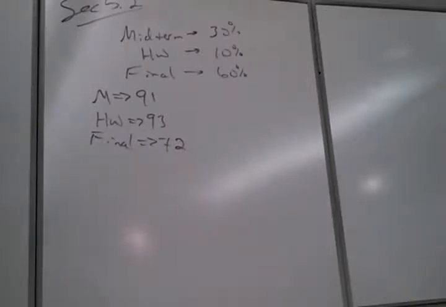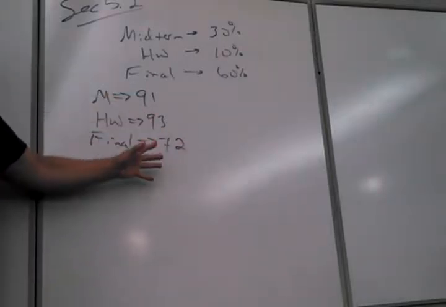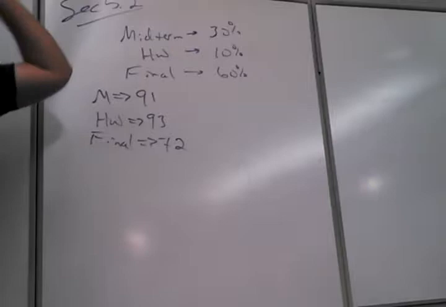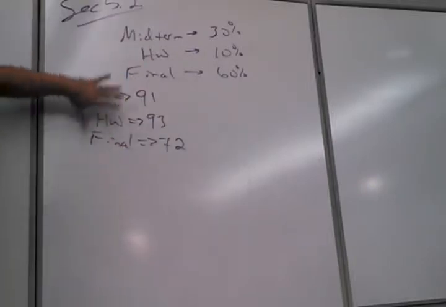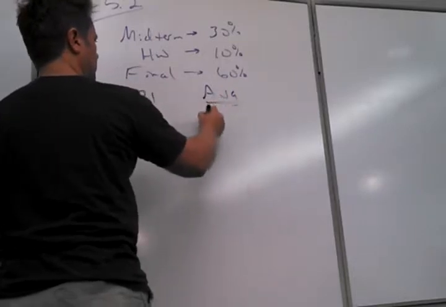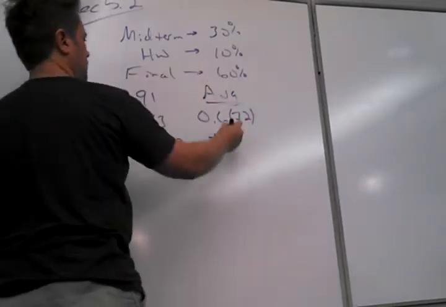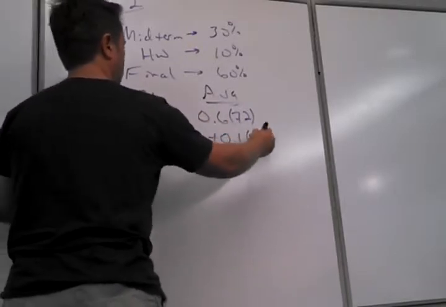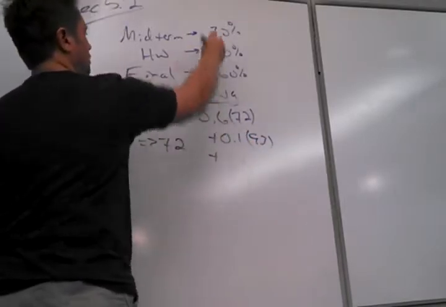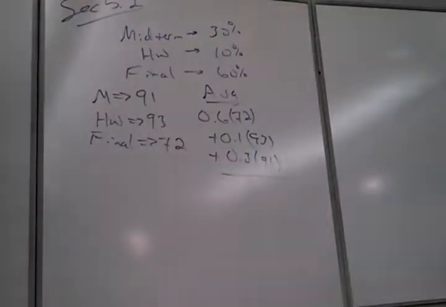Yeah, multiply the weights, right? I can't just add these 3 and divide by 3. Because the most heavily weighted thing is the final, unfortunately, for this person. Right, for our fake person here. So to get the average, I would do 60% of 72 plus 10% of 93 plus 30% of 91. And that'll give me something.